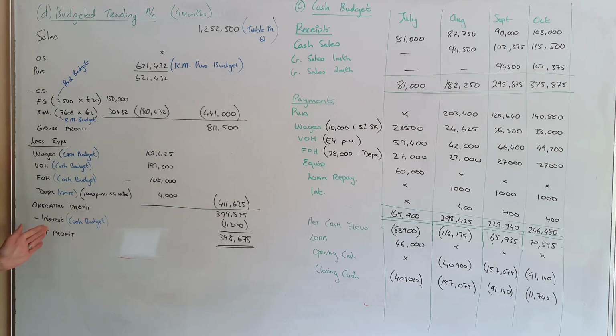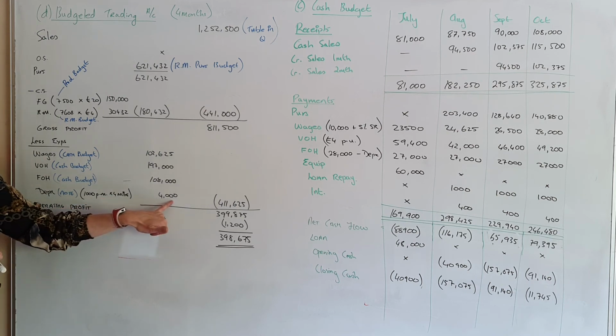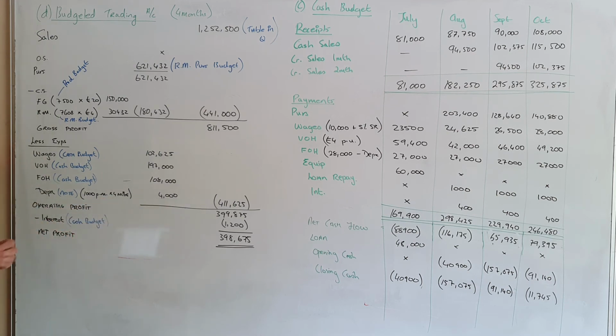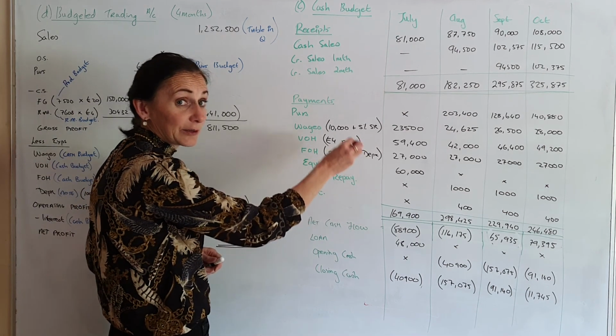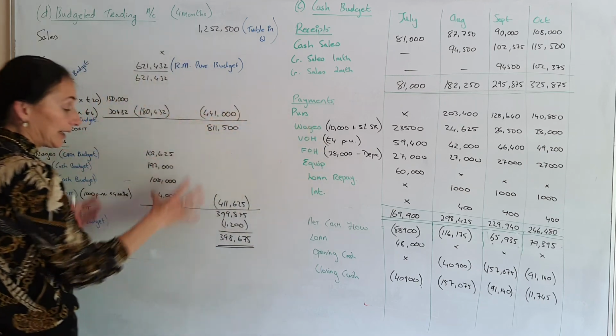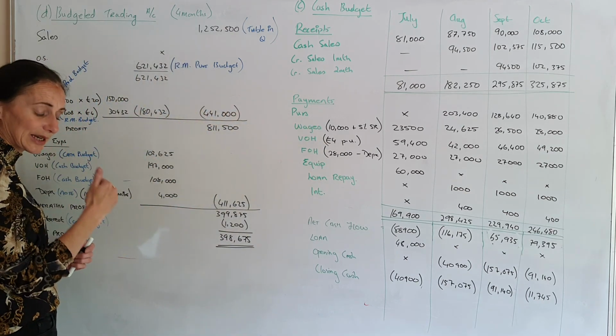So your expenses, and I put down everywhere that the expenses came from. The wages came from the cash budget. Variable overheads came from the cash budget. Fixed overheads from the cash budget. Depreciation came from my note. It's €1,000 per month. I'm doing this for 4 months, so the depreciation is 4,000, and the interest came from the cash budget. So very simple to do this once you understand where I'm getting the figures from. Again, you can only put items in the cash budget if you receive or you pay them, whereas in here you put what happened, whether they were received or not.